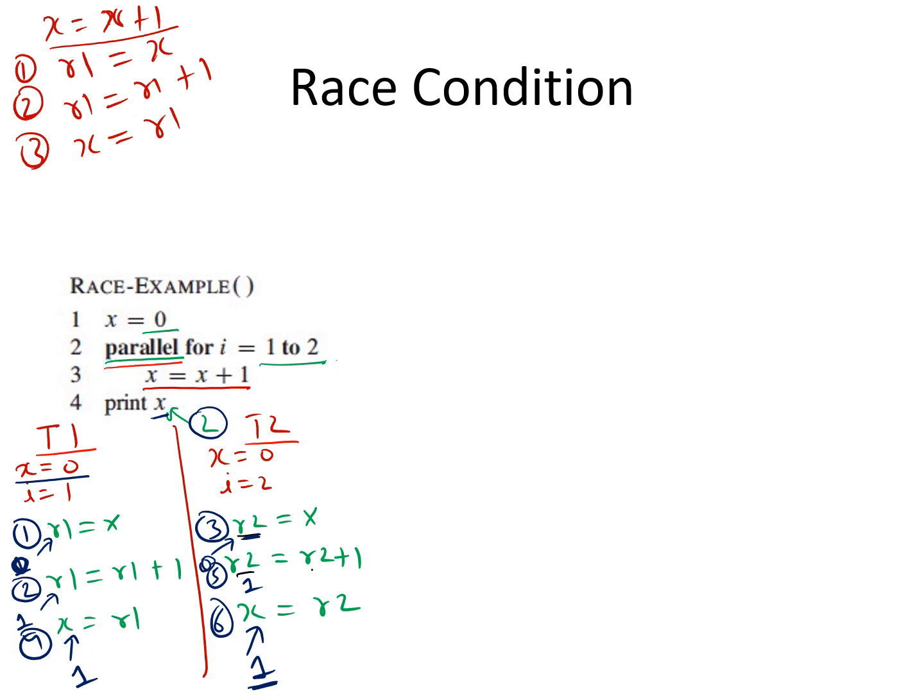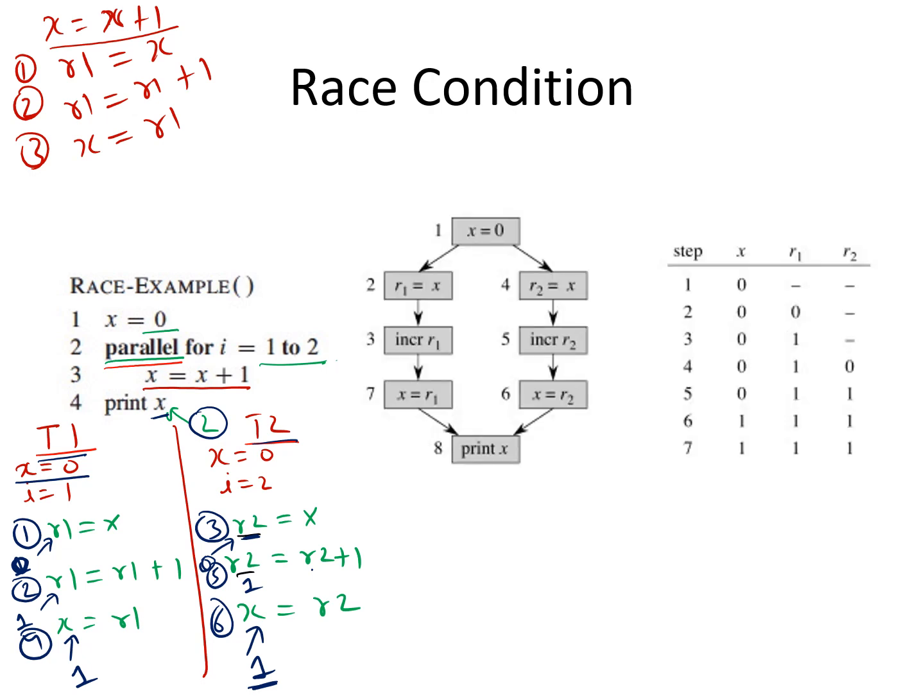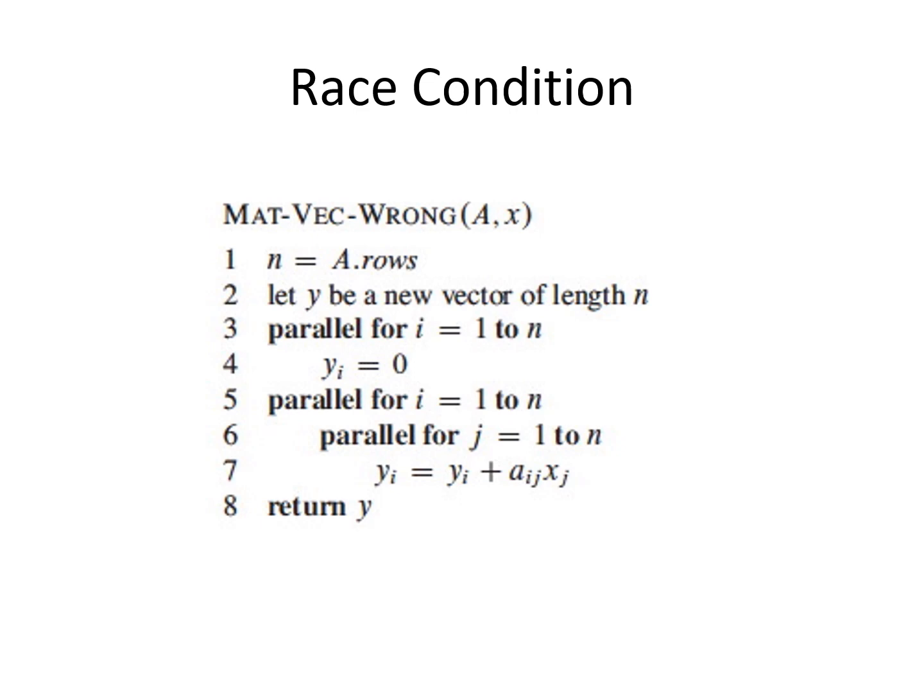So this is an example of a race condition, which doesn't happen always, but for some interleavings or some executions of these parallel threads may result in an incorrect answer or an inconsistent output. The same discussion has been summarized over here in this picture and the table. So let's now go back to our function, the matrix vector, the wrong implementation, where we have added a parallel keyword in front of the inner for loop as well, right?